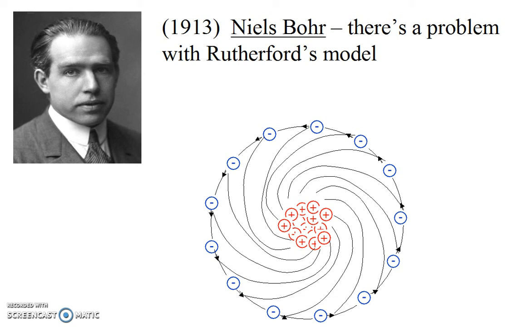So Bohr said, hey, there's a problem here. These electrons should be losing energy. So how did he fix it? He said, electrons don't lose energy. Well, he said a little bit more than that, but that's kind of what he said. At this level right now, that's what he said. Here's what he really said.